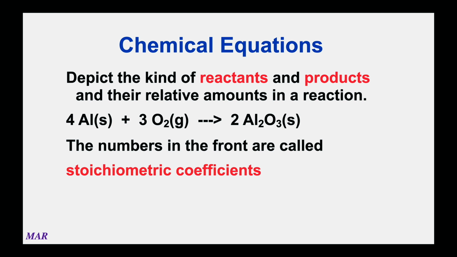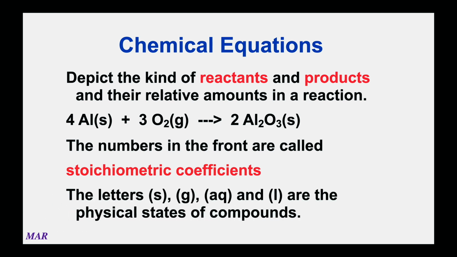Anyway, stoichiometric coefficients are like relative amounts. You can think of it as 4 parts aluminum reacting with 3 parts oxygen to make 2 parts aluminum oxide. But instead of parts, you can probably imagine that's going to have something to do with the moles. Hint, hint, spoiler alert.